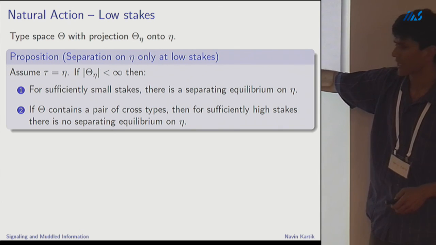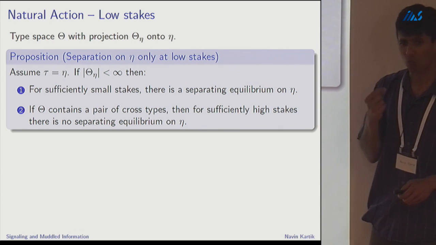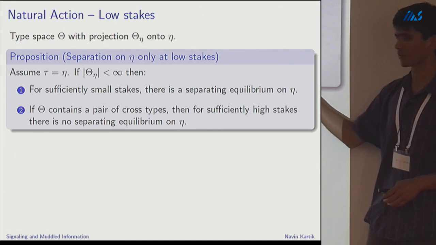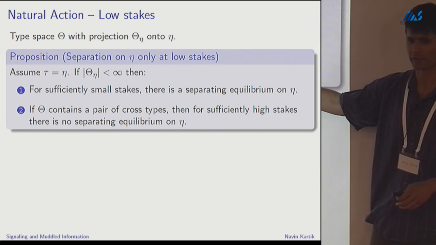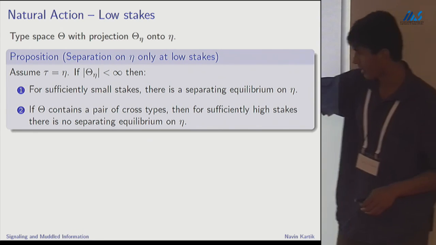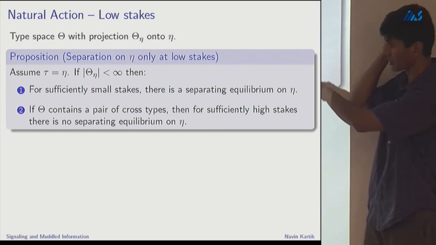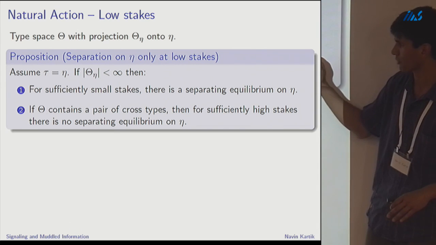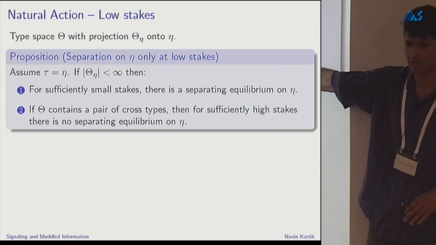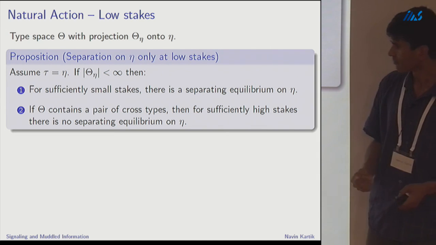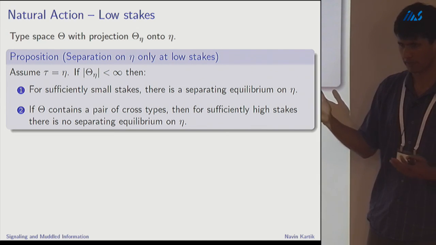The second is that so long as the type space contains at least one pair of cross types, then for sufficiently high stakes, there can't be separation on the dimension of interest, the natural action. And clearly, if the type space does not contain a pair of cross types, then no matter what the stakes level, as long as they're sufficiently large, there will exist equilibria in which there is separation, because they're going to be ordered by single crossing.